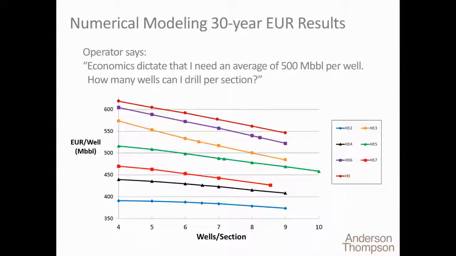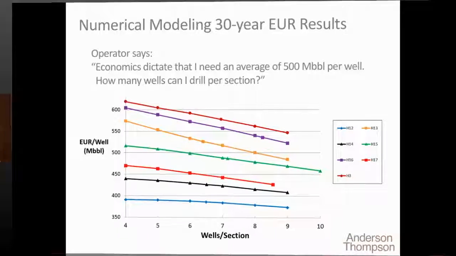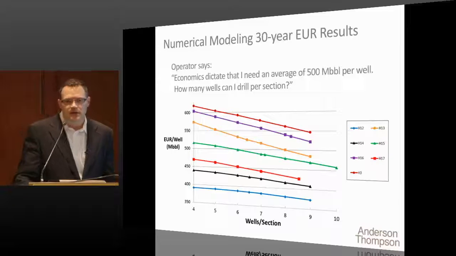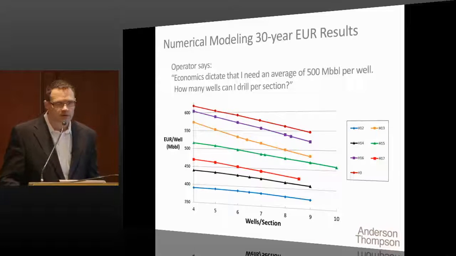My buddy said that the economics dictated at this company that he needed to see 500,000 barrels per well for a 30-year EUR on each of these wells. How many wells can I drill given that objective function? So we took this recently developed numerical modeling, which is super slick and fast, and we created what would have taken us a month or so to create results in a matter of a few days. And that would have been a very painful month, if not longer.